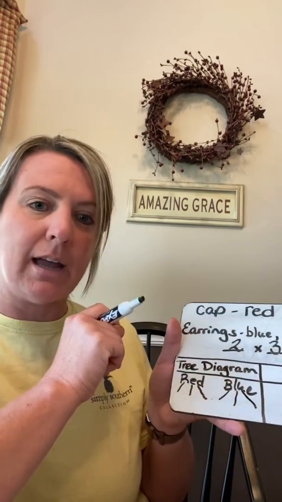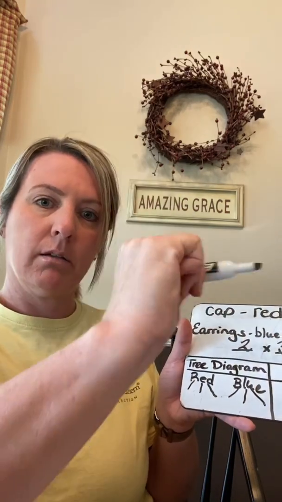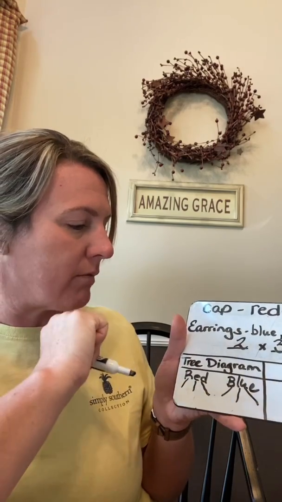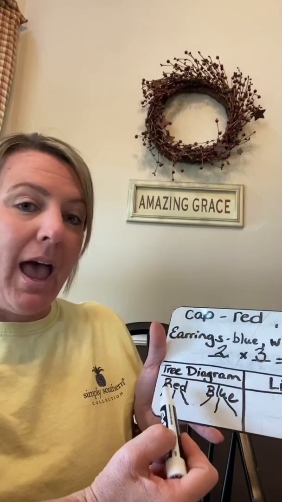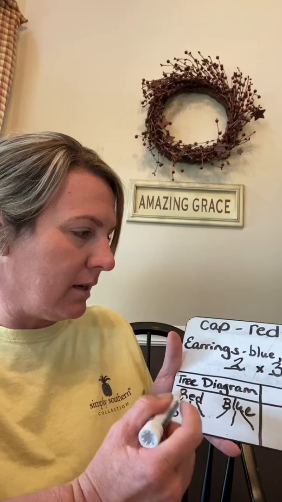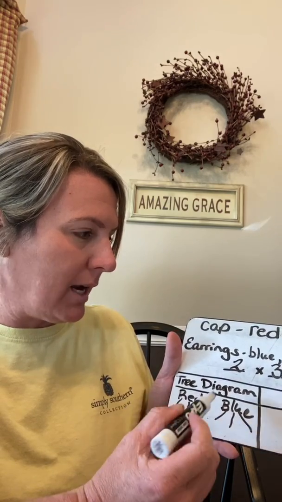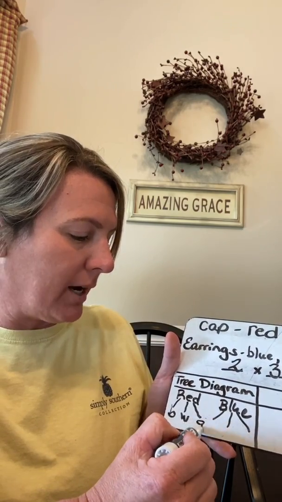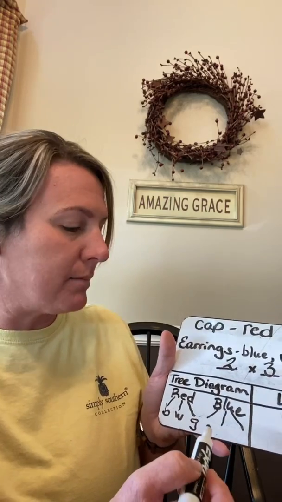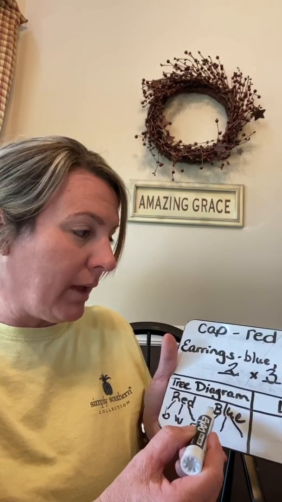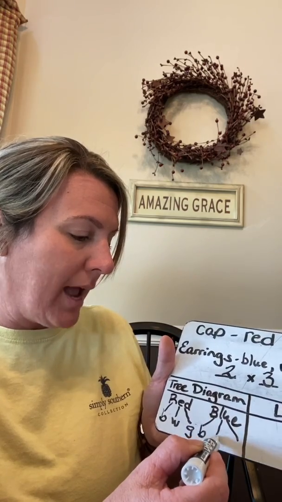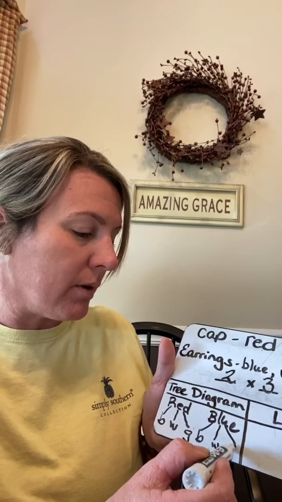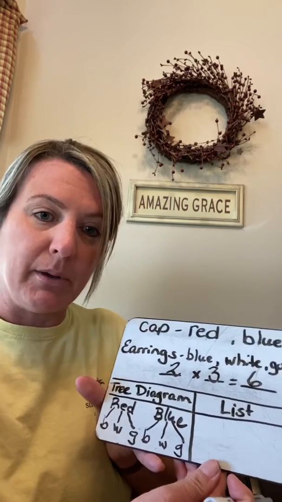Some people do their tree diagrams going out horizontally rather than vertically. That's okay too. So what I could do here is I could say, okay, if I have a red cap, I could do a red cap with blue earrings, a red cap with white earrings, or a red cap with gold earrings. So that's 3 different possible outcomes. Or I could do a blue cap with blue earrings, a blue cap with white earrings, or a blue cap with gold earrings. So there's 6 different possibilities, okay?